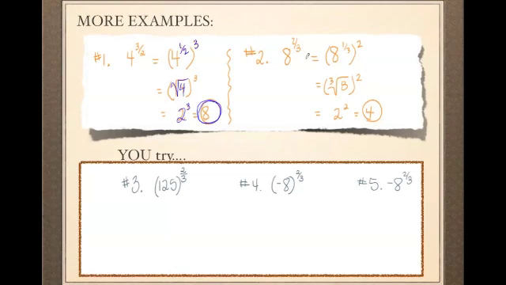Another example, 8 to the 2/3. Rewrite that as 8 to the 1/3 squared. 8 to the 1/3 is the same as the cube root of 8. We can square that. The cube root of 8 is 2. And then we square that, which gives us 4. Okay, now you try a few.